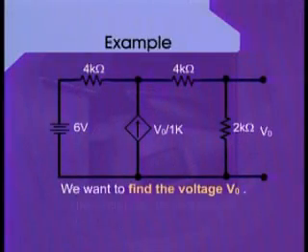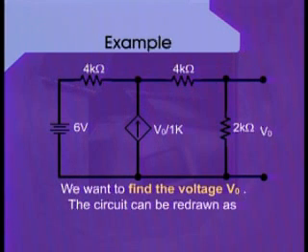Circuit shows a resistive network which is using a voltage dependent current source. Also, it is using an independent voltage source. We have been asked to find out the voltage V0 which is across the 2 kilo ohm resistance, and the same resistance has been marked as the output terminals of the circuit.